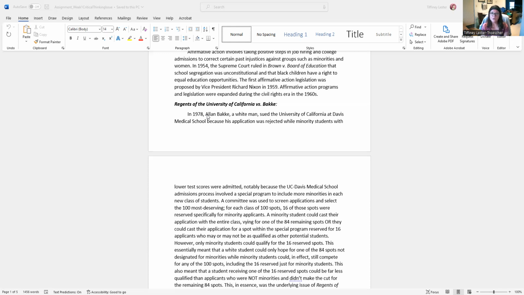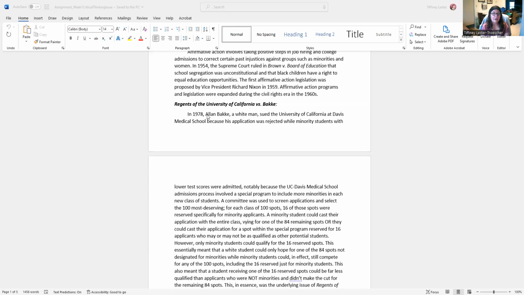However, what UC Davis Medical School did was they had a committee that was used to screen the applications and select the 100 most deserving applicants. For each class of 100 spots, though, 16 of those spots were reserved specifically for minority applicants. So on your application, you could designate, yes, I am a minority, I would like to be considered for one of these 16 special spots. Or you could not designate yourself as a minority and compete for any of the 100 spots available.